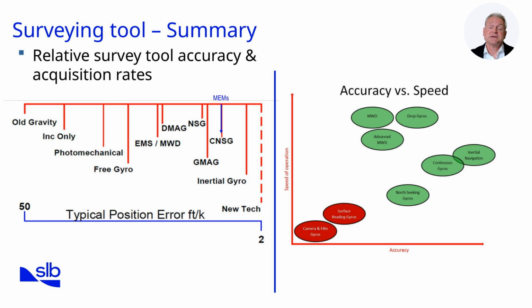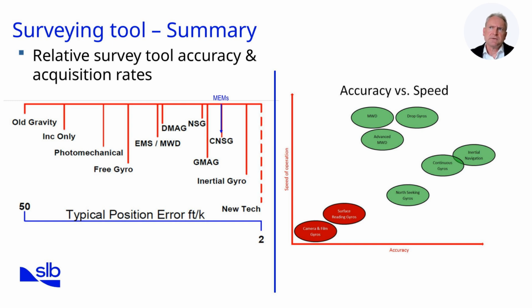Inertial navigation systems represent the cutting edge, combining gyros and accelerometers for unmatched accuracy and continuous positioning, though cost and size limit widespread adoption. The key message is that survey technology spans a spectrum from cheap and simple to advanced and expensive. The right choice depends on well objectives, required accuracy, and budget. Ultimately, the industry balances cost, precision, and efficiency to choose the most appropriate survey solution for each operation.